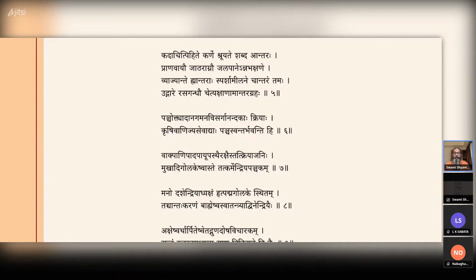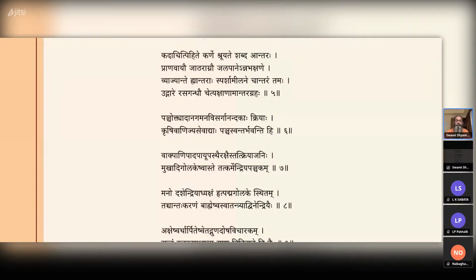And what are the karmendriyas we have? There is a discussion of it. Vakpani pada payupasthehi akshehi. These are the karmendriyas. Tat kriyajanihi mukhadi golakeshu aste. Where do you locate them? What is the locus of these activities, of these karmendriyas? Mukhadi, starting with the Vagendriya, it is there in the mukham. That is how you gradually make sense.